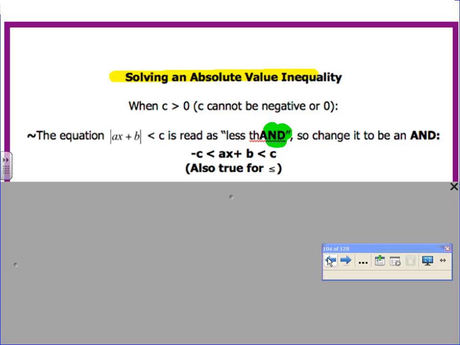So here's what this is. We need to solve an absolute value inequality. You need to fill it in on your notes, and then I'll explain. When the equation is ax plus b less than c, it's read as less than, so change it to and. I'll explain that in a minute. I want you to fill in the blanks for the first line, -c and +c. Fill in blanks for -c and +c.